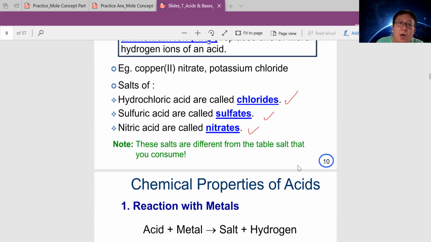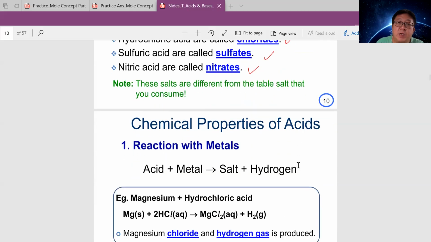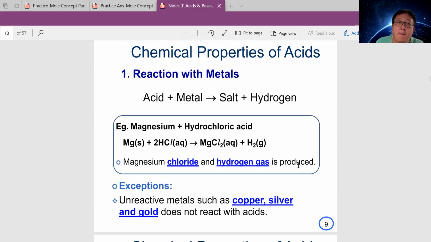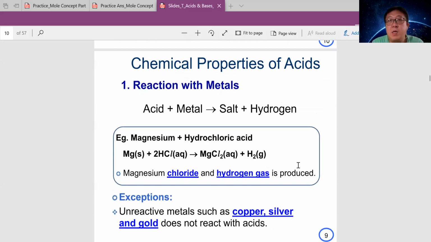So, chemical property of acid: reaction with metal. This is a reaction. Can you see how it is related to the mole concept now? Knowing the reaction is one thing, so you will be asked to form the equation. The equation must be balanced. In this reaction, hydrogen gas is involved, so you can actually test for hydrogen gas.